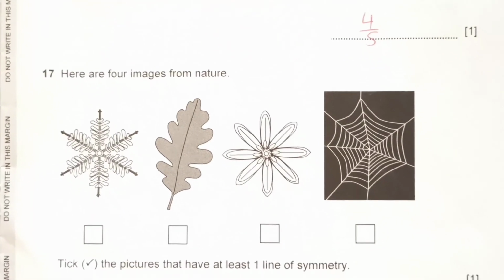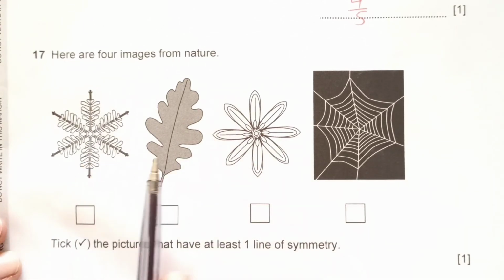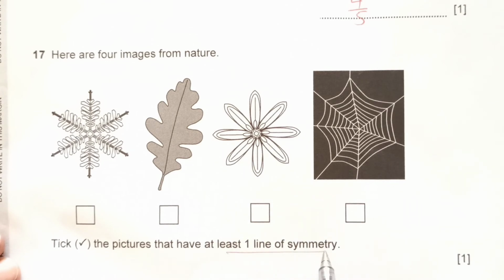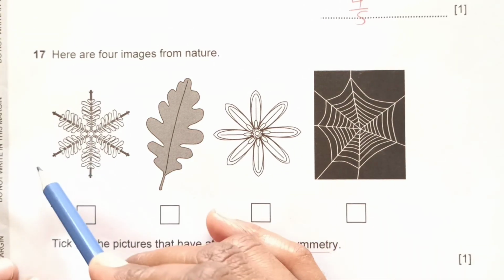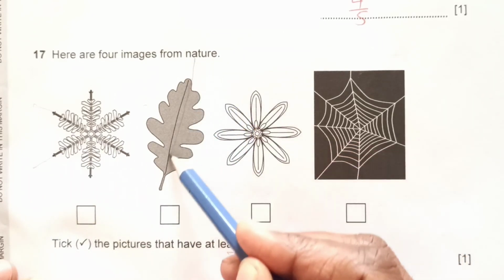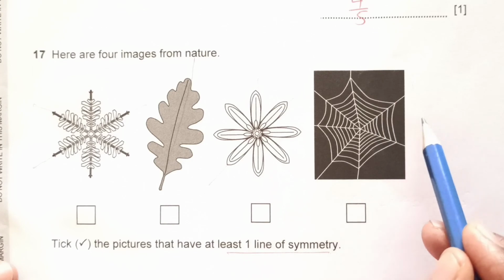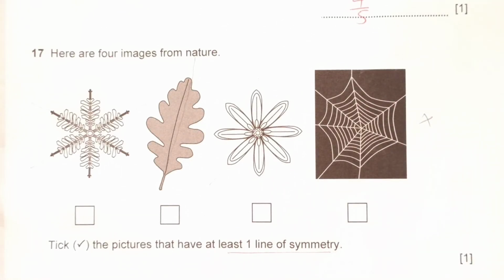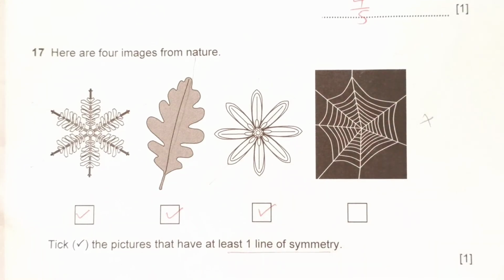Question 17. Here are 4 images from nature. So you can see 4 images. Take the picture that have at least 1 line of symmetry. So at least 1, maybe more than that. If I look here, so this has this symmetry line. Here is the line of symmetry, here is the line of symmetry. So only this figure is there where there is no line of symmetry. So at least 1, we can tick all these 3.